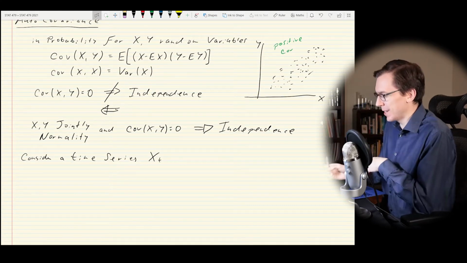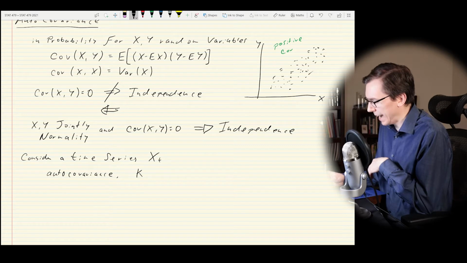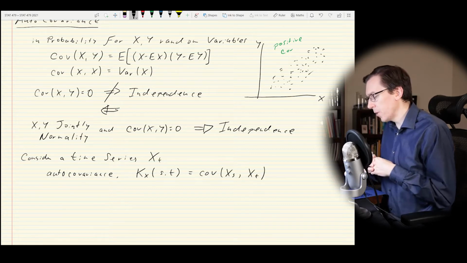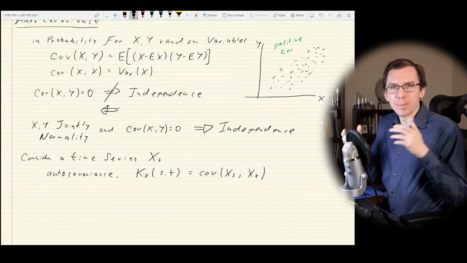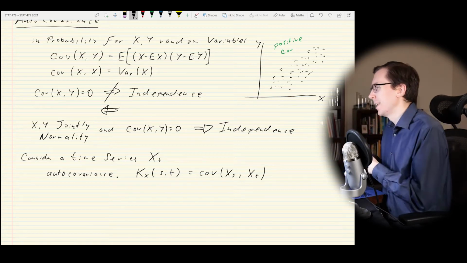But we just have some hypothetical time series x_t, and then we can define the autocovariance to be the covariance of, well, what we use is the notation k sub x at times s and t. And what this is going to be is the covariance, not the cosine, the covariance between the process at time s and the process at time t. Okay, so it's really just the covariance of a process with itself at two different time points, and hence autocovariance.